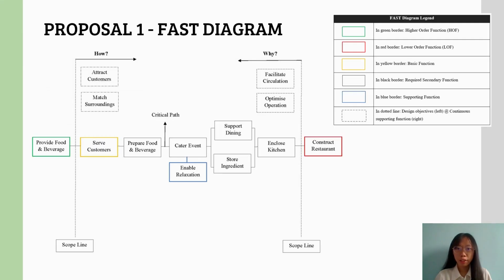Next is the FAST diagram for Proposal 1. According to the legend, the higher order functions, basic functions, required secondary functions, supporting functions, lower order functions, design objective, and continuous supporting functions are all shown in this FAST diagram to see the how and why relationship. Apart from that, the critical path was also identified.